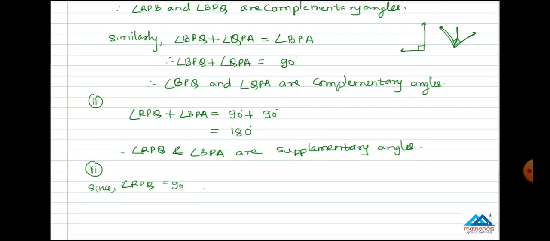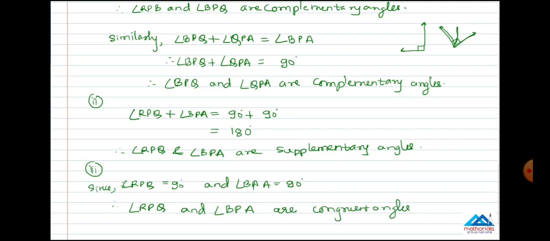equals 90 degrees and angle BPA also has 90 degrees. Both the angles have 90 degrees. So we can say angle RPQ and angle BPA are congruent to each other. So here our main question number two has been completed. Hope you people understood.